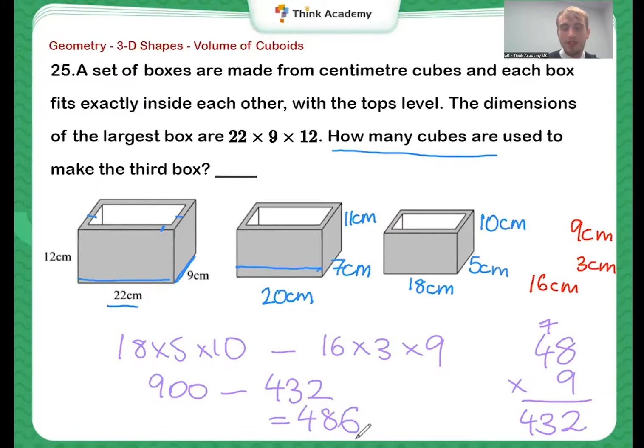468 cubes. So because we've thought about this as volume, okay, we've worked out the number of little centimeter cubes. Each one is a cubic centimeter, and we've taken away all of the volume from the smaller one. So you can imagine that gives you just the container that you want.